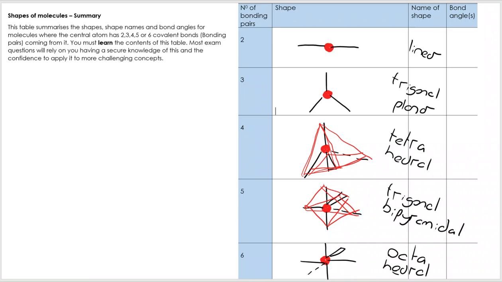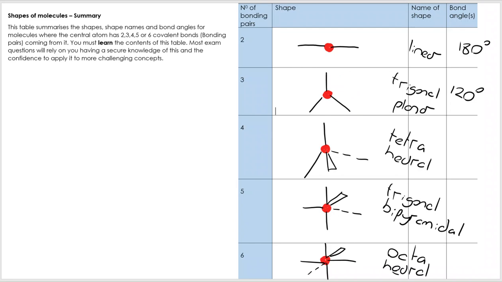So we've got the shapes, we've got the names of the shapes. You also need the bond angles. You've got to know them, remember them, learn them. We've got 180 degrees for linear. Again, that's quite logical. It makes sense. Trigonal planar, if we think about these in one plane, 360 all the way around, it makes sense that it's 120.